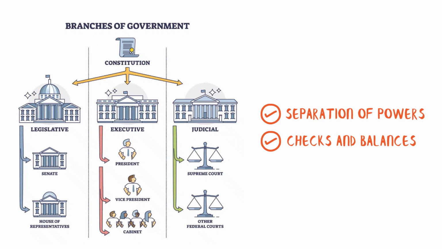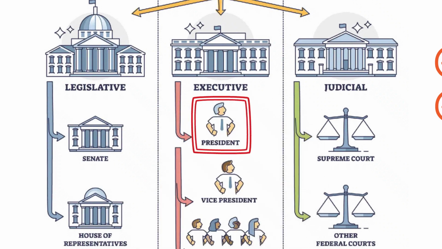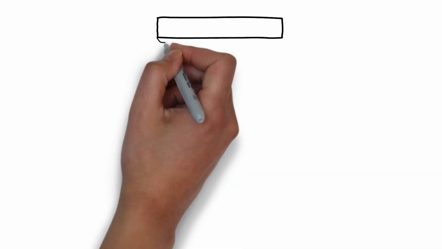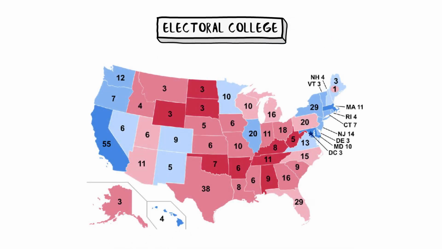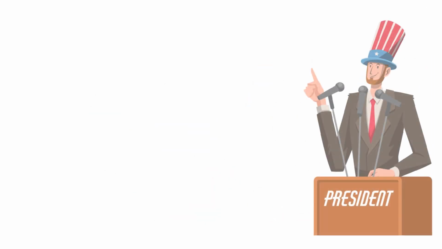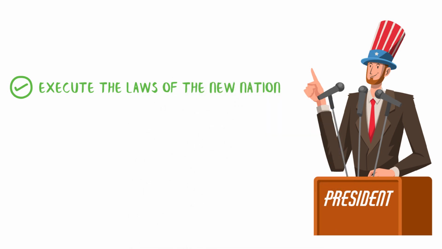In an important departure from the Articles of Confederation, the federal government would have a single chief executive known as the President. The President was to be selected by an electoral college, a group of state representatives apportioned according to each state's population and chosen by the state, who would vote to elect a president. A president would be elected by securing an absolute majority of votes in the electoral college. The president would be responsible to execute the laws of the new nation that were passed by the legislative branch.